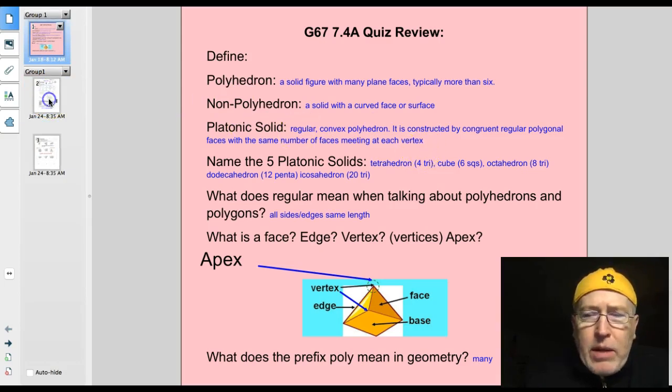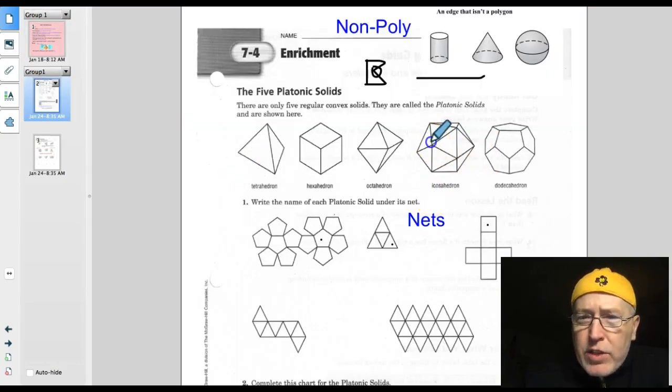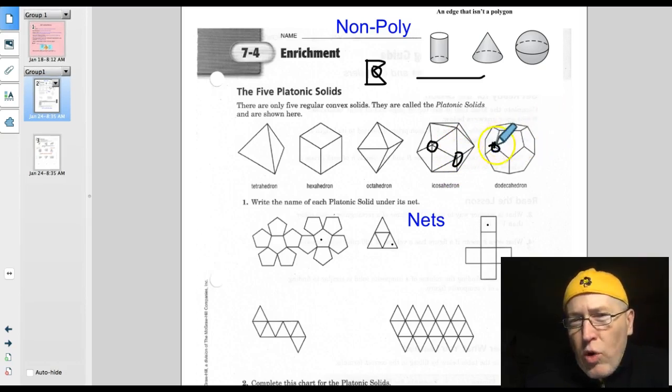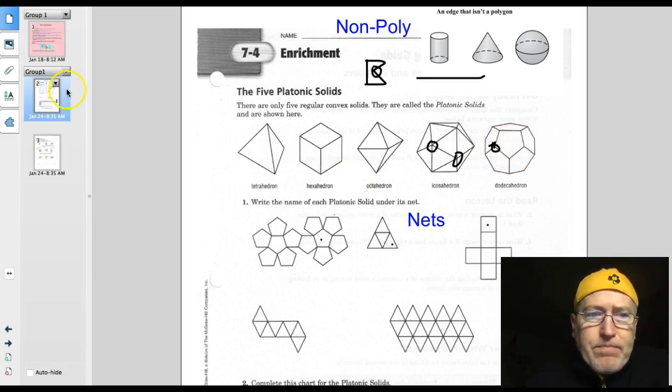Oh, I forgot one thing. Same number of faces meet at each vertex. So if you take a look at this vertex here, you got 1, 2, 3, 4, 5 different triangles that meet there. If you take a look at this one here, of course, and you count them, there'll be 5 different triangles. Same here. There's 3 pentagons that meet at each corner, or each vertex, of the dodecahedron.